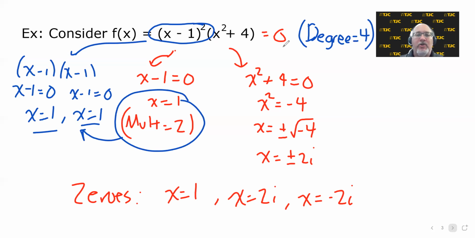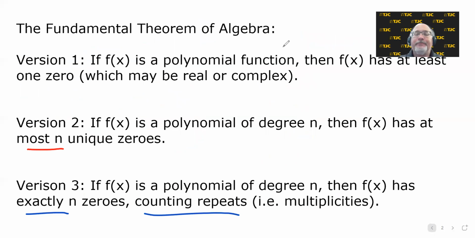So regardless of which version of the fundamental theorem of algebra you look at, they all essentially lead to the same thing. It's not clear that the first version leads to the second two. That's a proof for upper classes that we're not going to worry about.